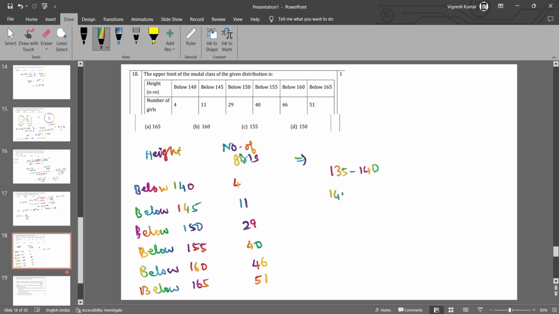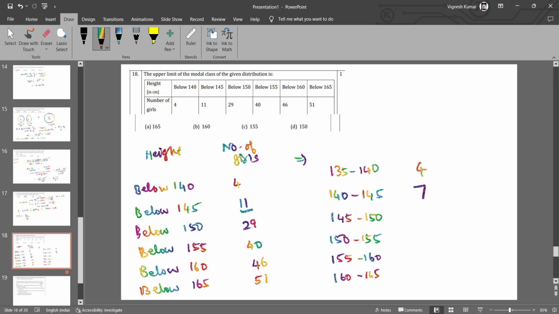So let us say 135 to 140, then 140 to 145, 145 to 150, 150 to 155, 155 to 160, 160 to 165. So below 140 we have 4, there is no change over here. But here if we see below 145, it will also include the number of people whose height are below 140. So from this 11 we have to subtract 4. So 11 minus 4, here we will have 7.